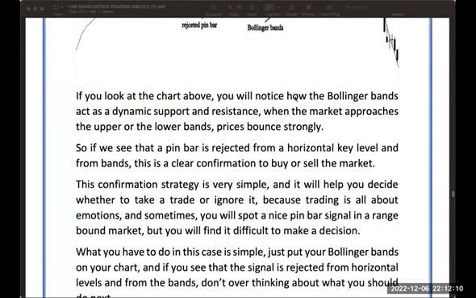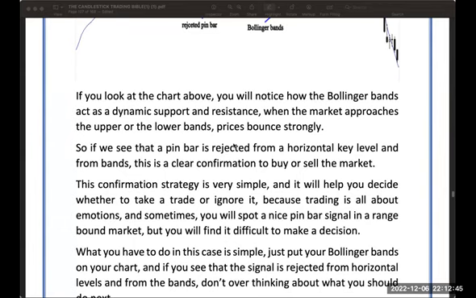Okay, if you look at the chart above, you notice how the Bollinger Bands act as a dynamic support and resistance when the market approaches the upper or the lower bands. Price bounces strongly. So if we see that a pin bar is rejected from a horizontal key level from the bands, this is a clear confirmation to buy or sell the market. This confirmation strategy is very simple and it will help you decide whether to take a trade or to ignore it. Because trading is all about emotions, and sometimes you will spot a nice pin bar signal in a range-bound market, but you'll find it difficult to make a decision.